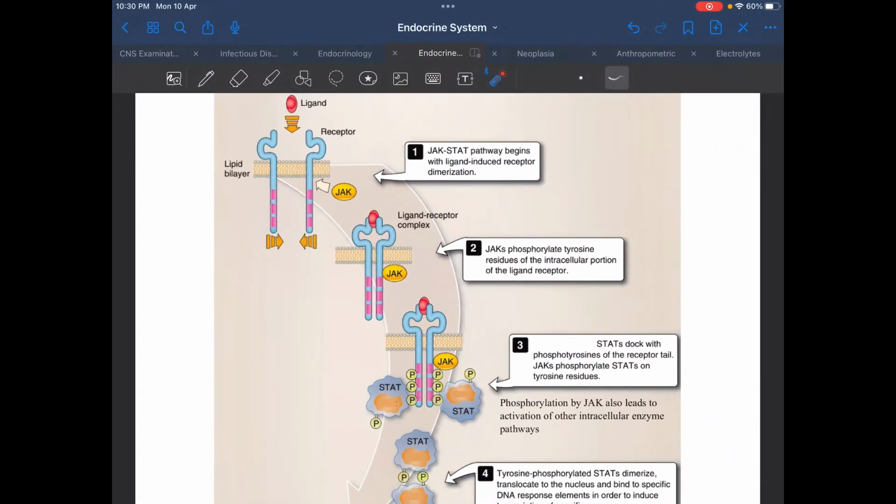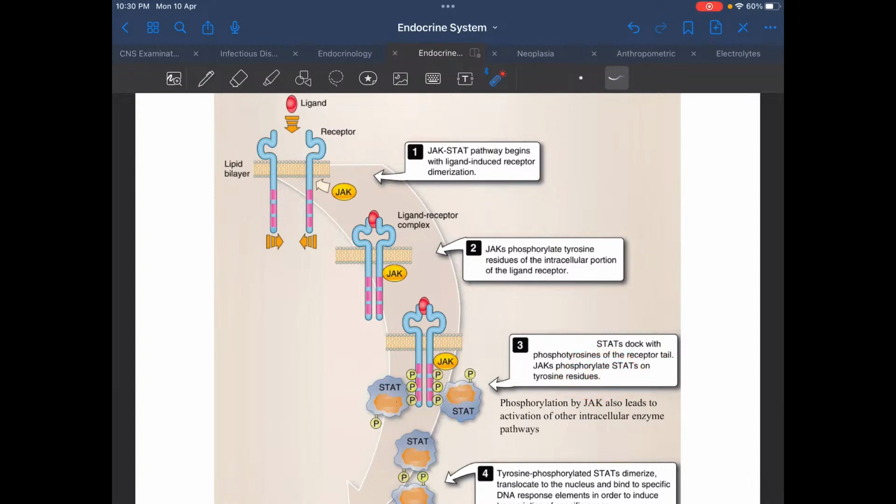Once these are dimerized, in JAK kinase के साथ, what do they do? Once these are phosphorylated, ये जो receptor है phosphorylate कर जाएगा, इस पे something is going to bind. What is that something? That is known as STAT. ठीक है? What is this STAT?